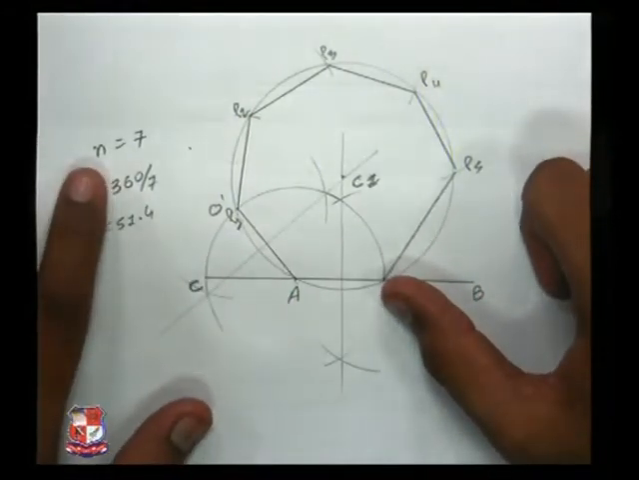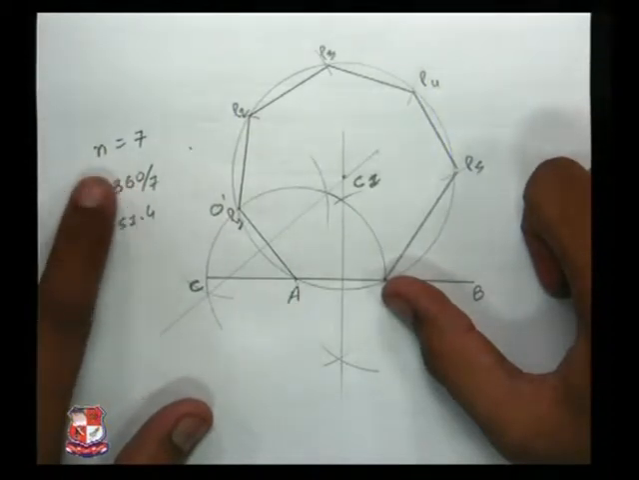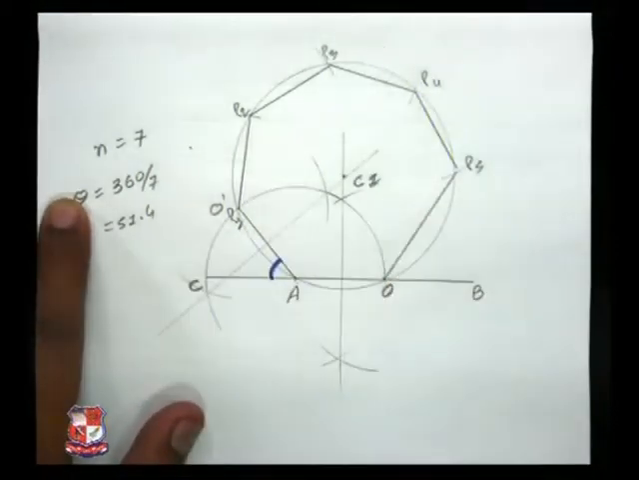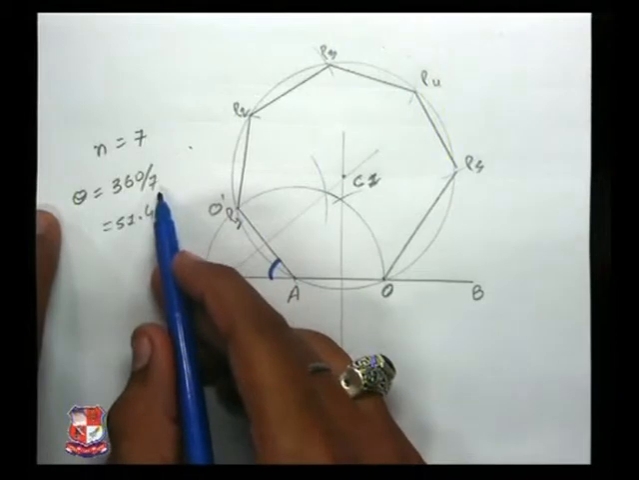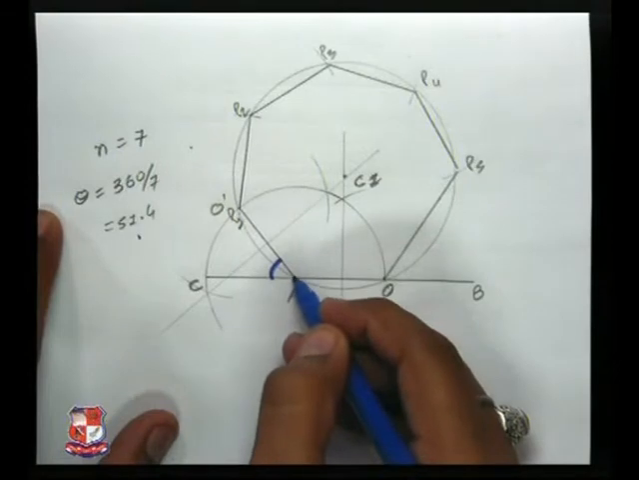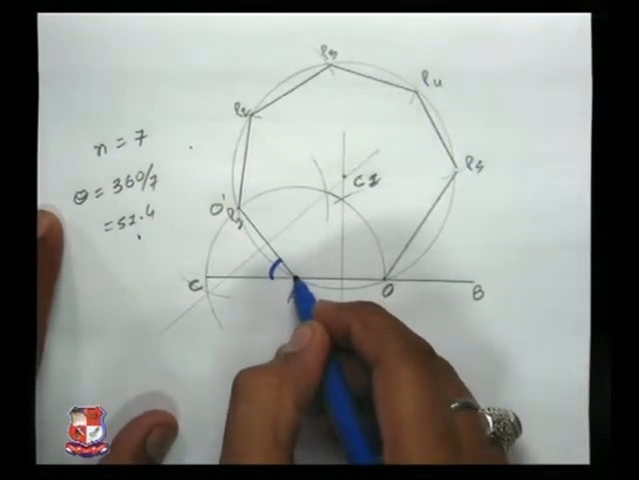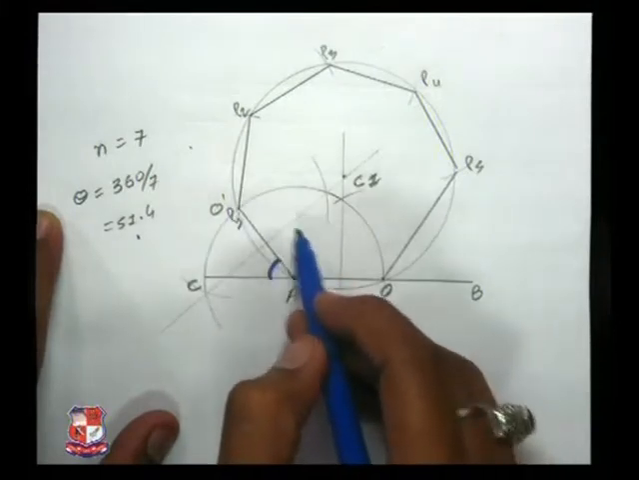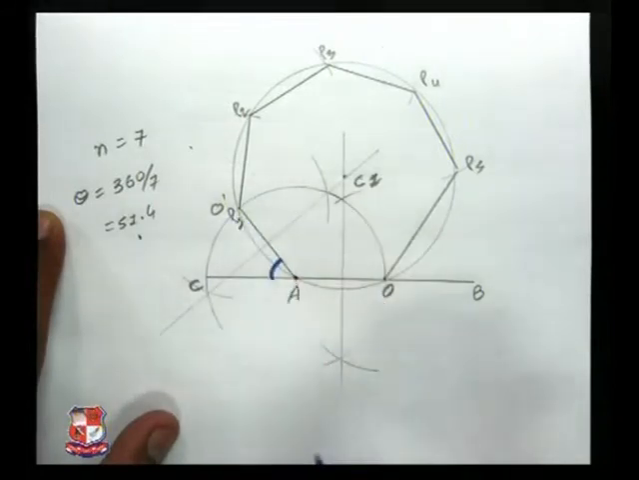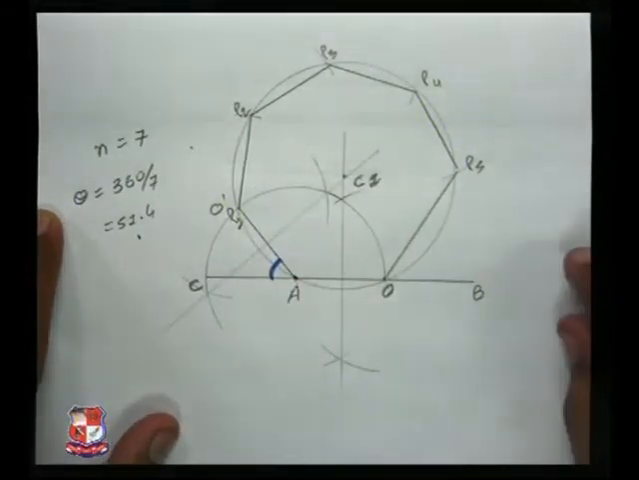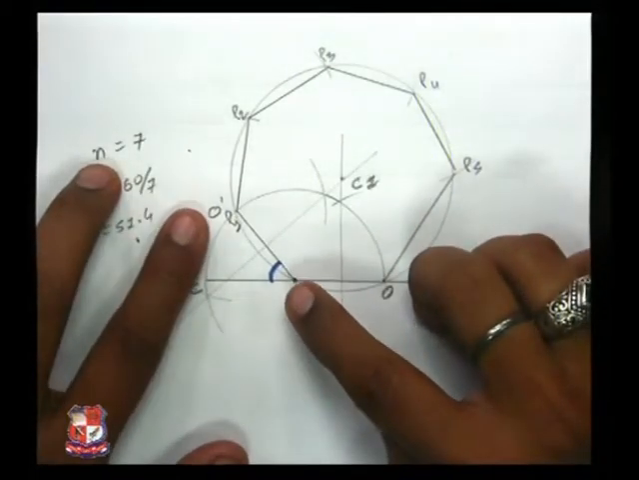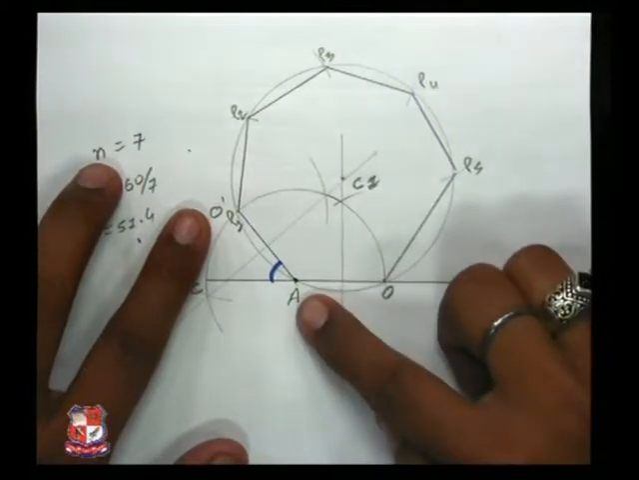Now, as we are having polygon of 7 sides, so this angle should be 360 divided by 7, that comes around 51.4. So with protractor putting over here on point A, I have drawn line of 51.4 degrees till it intersects with the semicircle. Now, after that, I have taken the bisector of O'A and OA.